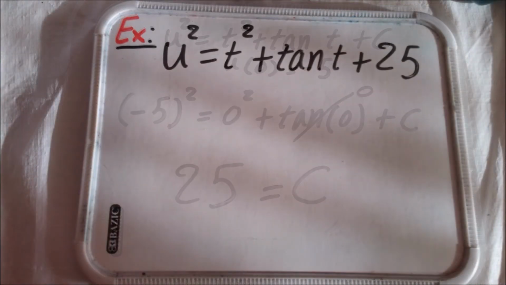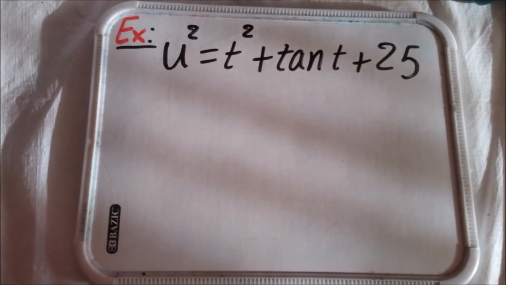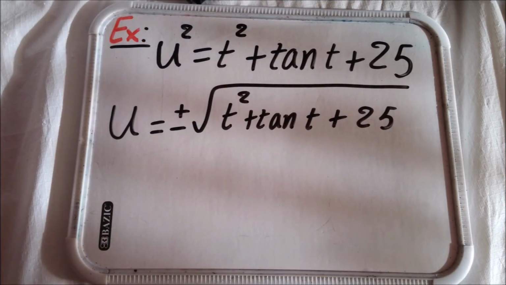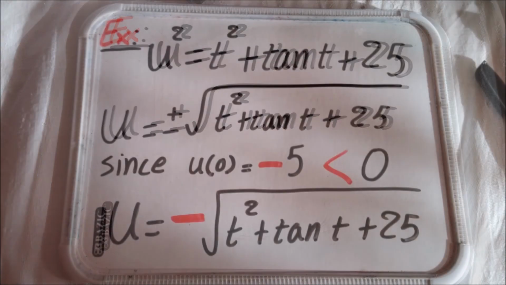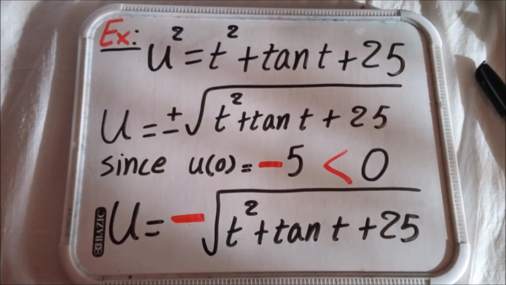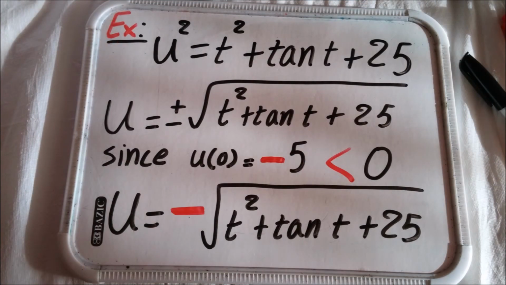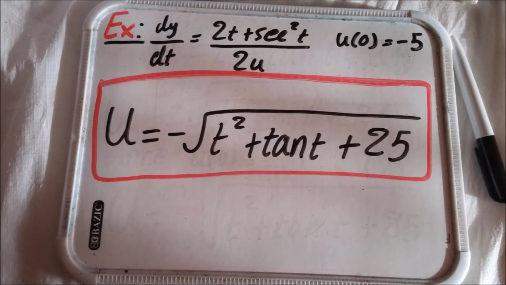We now have c, which allows us to complete the problem by writing u² equals t² plus tan t plus 25. The one step that is left for us to do is to solve for u. After taking the square root on both sides, we are left with u equals plus or minus the square root of t² plus tan t plus 25. Since our u(0) equals negative 5, which is in the negative range, our u will equal negative the square root of t² plus tan t plus 25. And that is our answer.